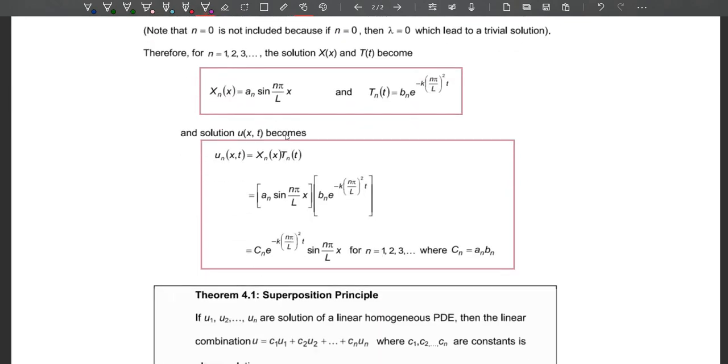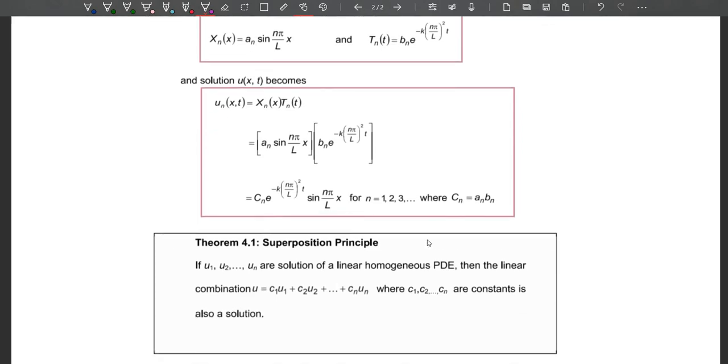Okay, and the solution for u of x, t will become like this, because Xn times Tn. Okay, and it can be rewritten as this, because we multiply an and bn. So capital letter Cn is equal to an times bn. It's just that we want to simplify the equation.